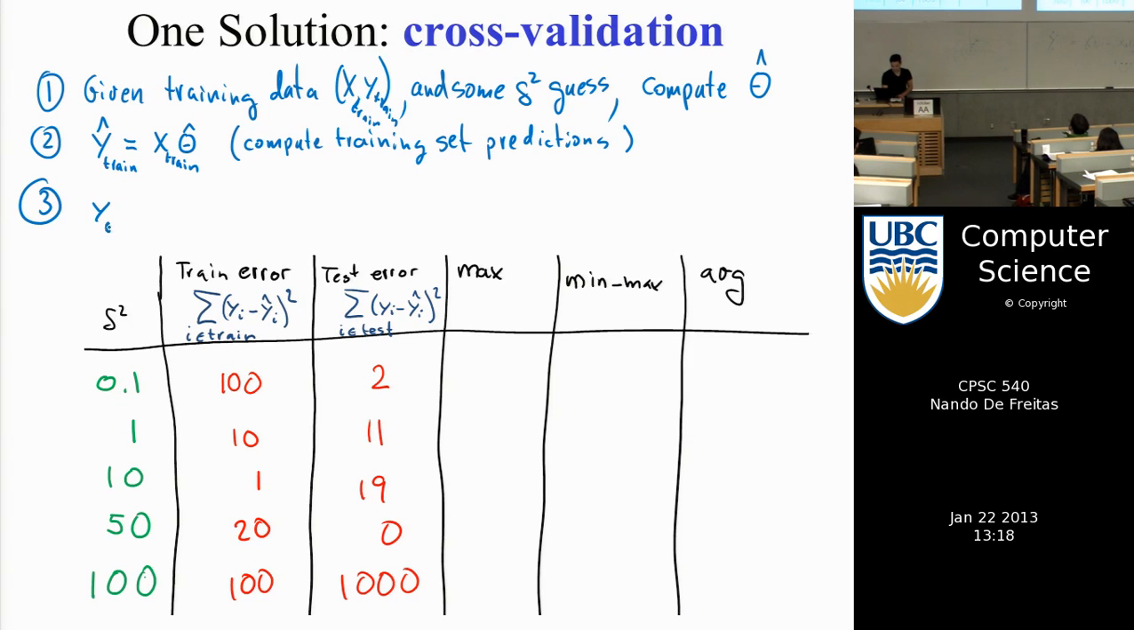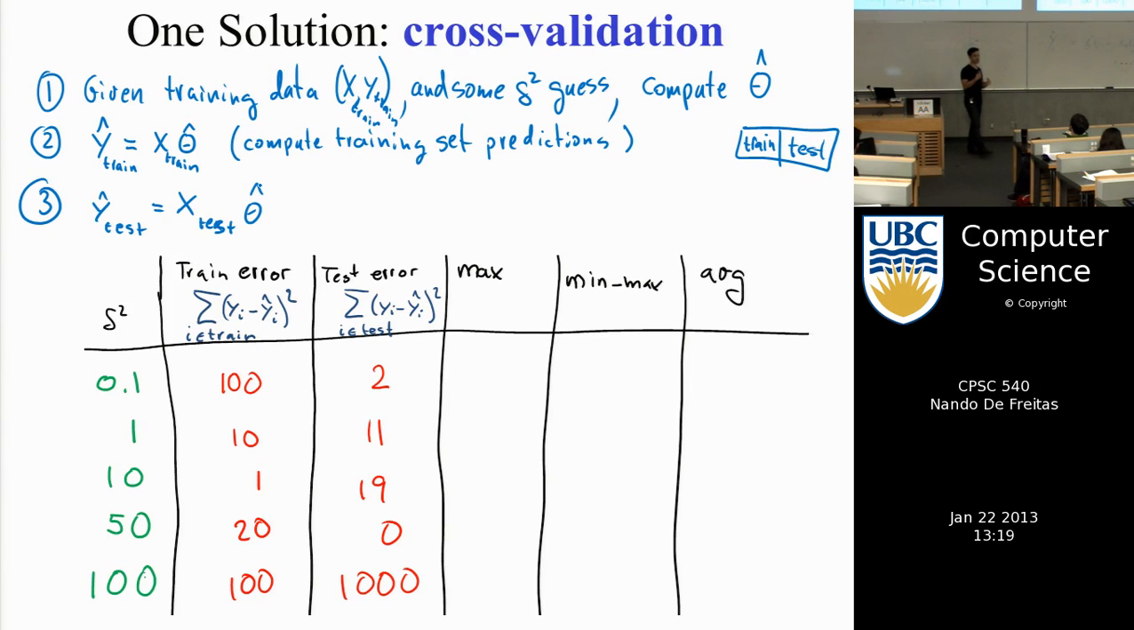Three, y test. What I'm going to do here is break the data into two sets. If I have 1,000 patients, I'm going to use 500 patients to learn a model. Then I'm going to test the quality of my model on the remaining patients. So I'm breaking my data set into a train set and a test set. The train set I'm going to use to compute theta. The test set will give me delta, basically. So y test is going to be the predictions on the test set.